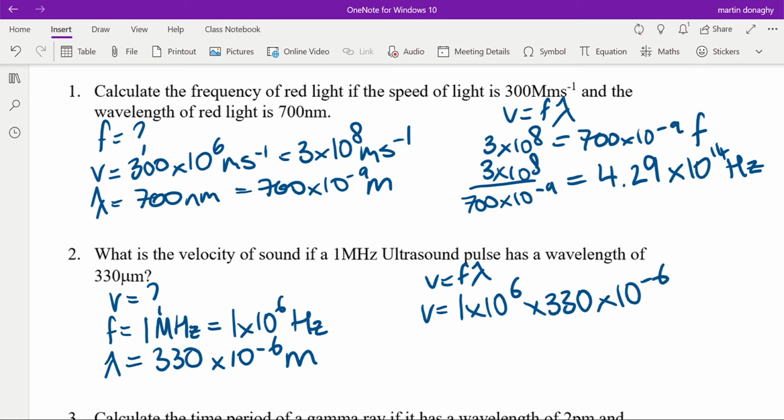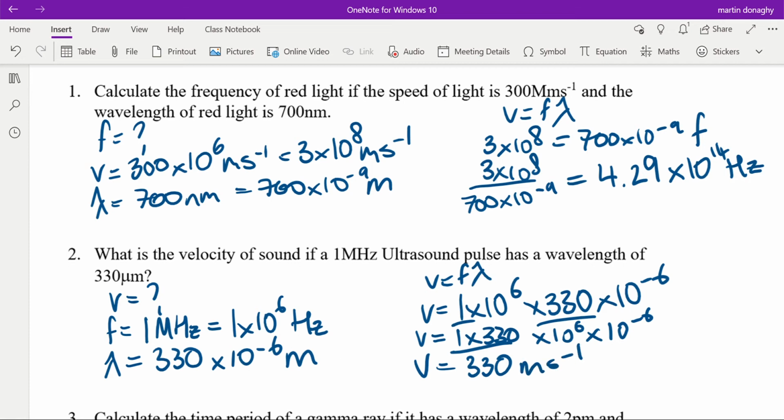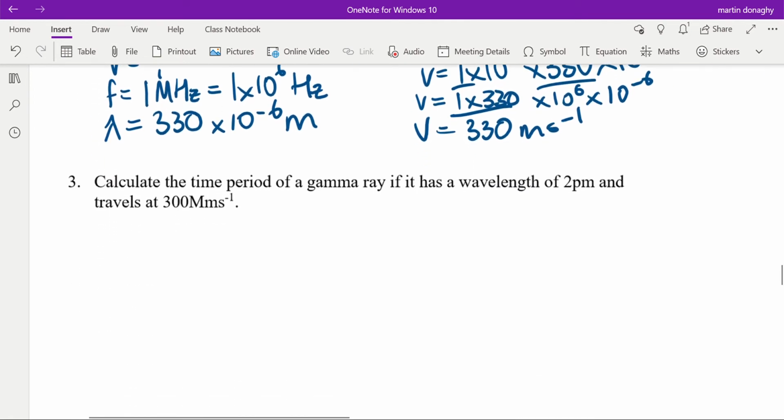You can type that into your calculator, but you should be able to deal with indices a little bit. What we do is we take the numbers and we multiply them, and then we take the indices and we multiply them. Now, this bit here, 1 times 330 is just 330. 10 to the 6 is like multiplying by 10 6 times. 10 to the minus 6 is dividing by 10 6 times. They cancel each other out. Another way of doing that is we add the indices that the 10 is raised to. So we add 6 to minus 6 gives us 0. 10 to the 0 is 1, so it just equals 330 meters per second.